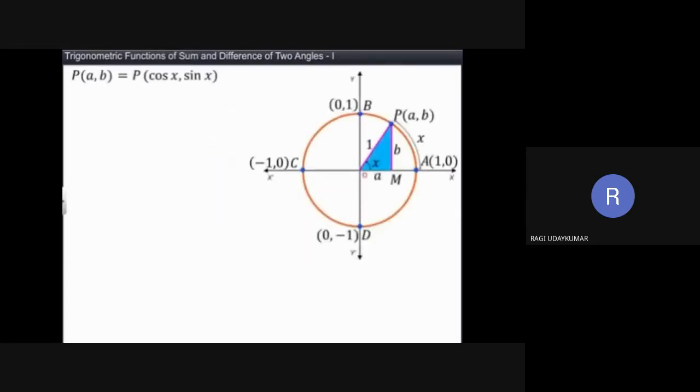So you know that a point P present on the circle, A comma B, is nothing but that point, which will be taken as cos x and sin x if you consider the unit circle.